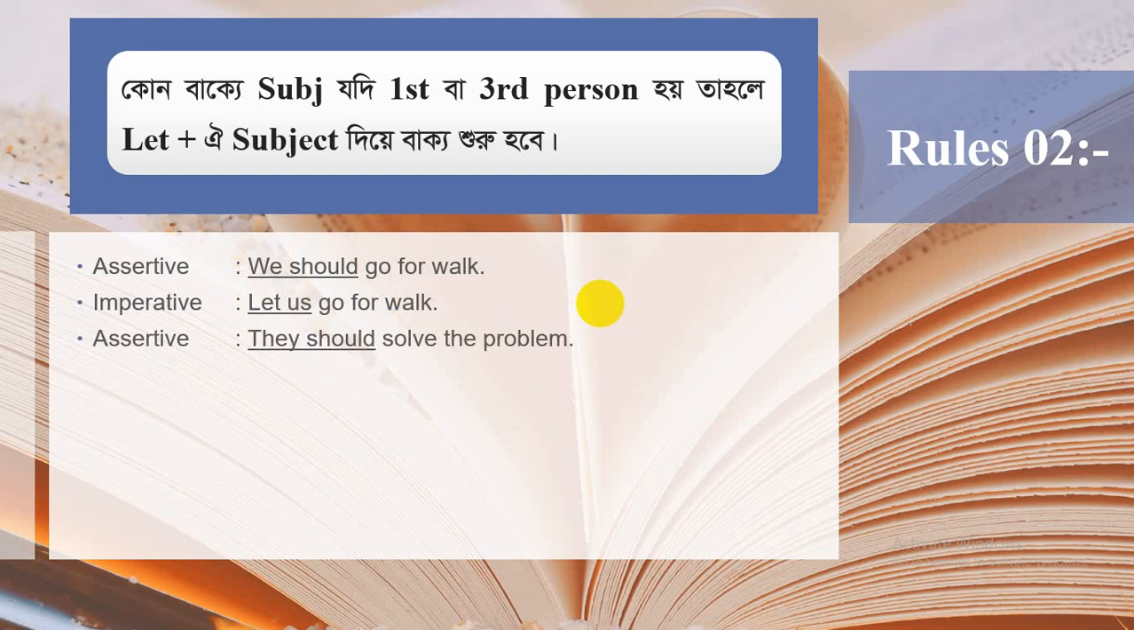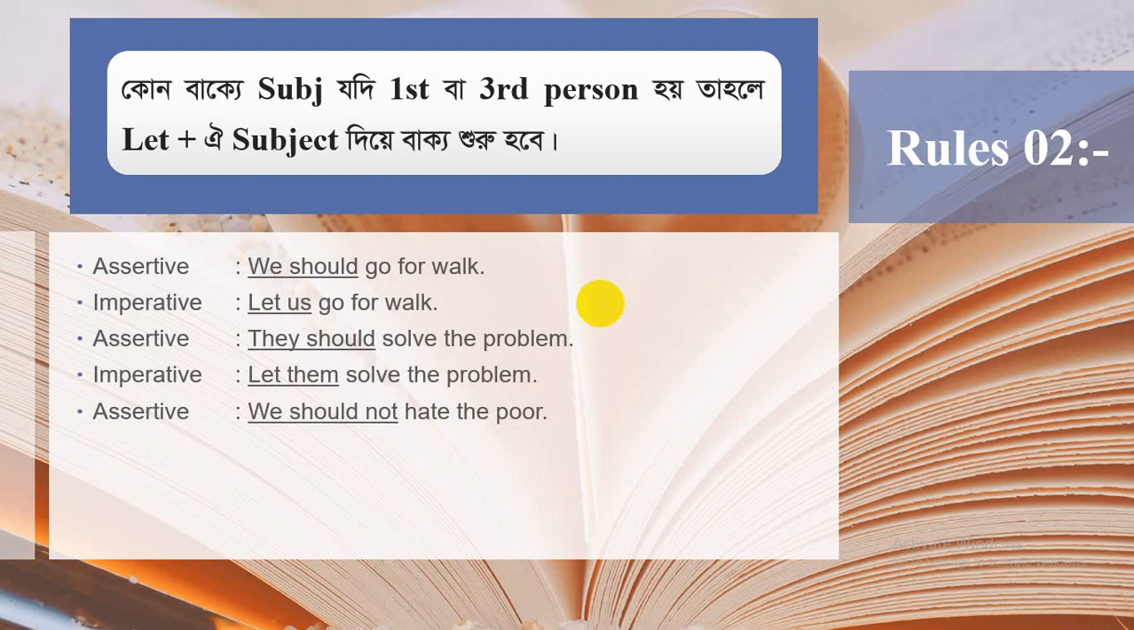Assertive: They should solve the problem. So in place of they should, we have to use let them. So the answer will be let them solve the problem. We should not hate the poor. As there is not, that means a negative word, we must use let not. So here goes let us not or let not us. That's also fine. But in case of the pronouns I, we, you, he, she, they, it, we have to use not after those pronouns. So that means let us not hate the poor.